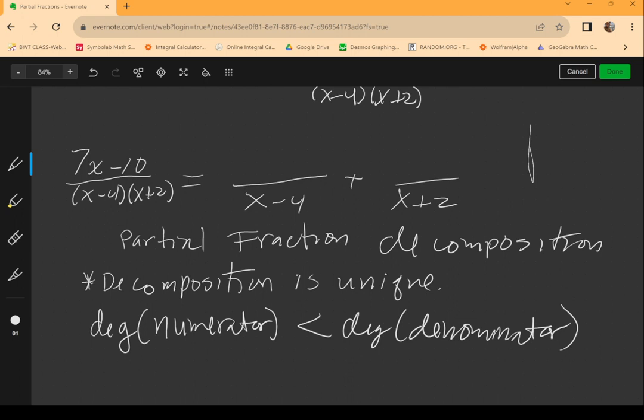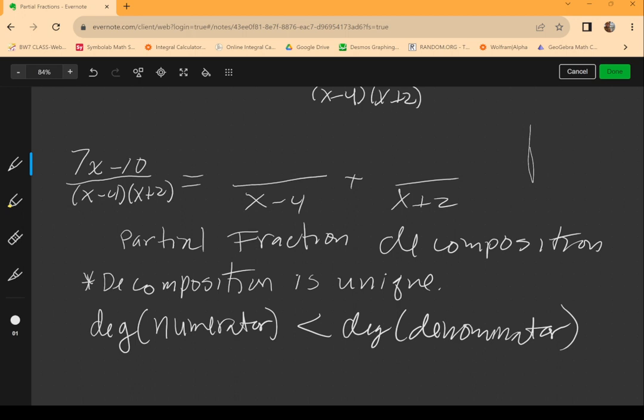Now, if it isn't, that means we can perform some long division so that we can write it in remainder form, where the degree of the numerator is less than the degree of the denominator. So that is something we can do when this condition is not met: we can actually perform the division.